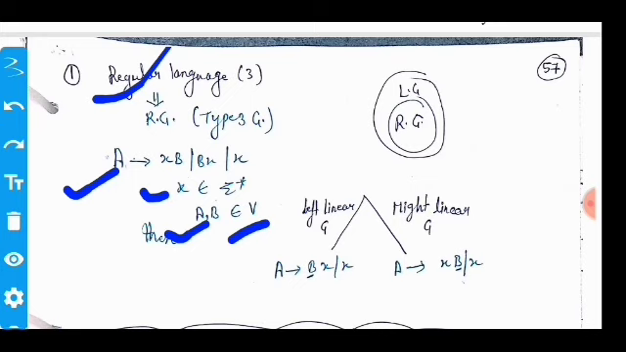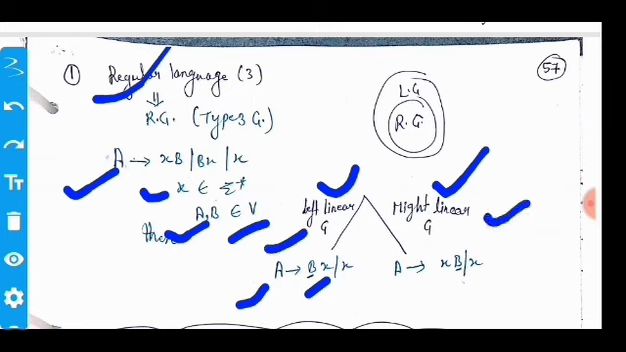Now we come to linear grammar. Linear grammar is divided into two parts: first is left linear, second is right linear. The production rule for left linear is A → Bx or x. Here, the variable is on the left-hand side of the terminal, so it is called left linear grammar.